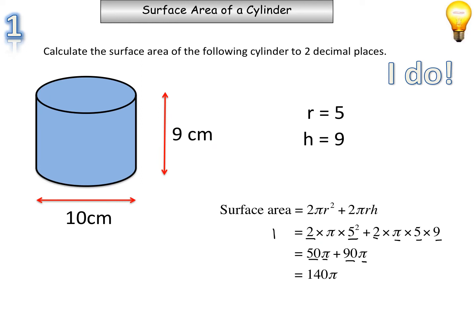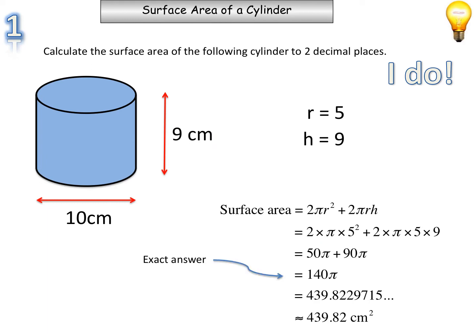But if you just use this particular line here, your calculator gives 439.822, etc., and rounding that to 2 decimal places, you get 439.82. So these two lines aren't entirely necessary, but I'm just showing you that you can have an exact value at times, and sometimes you might need to use that. Otherwise, if it's to 2 decimal places, you can omit those two lines of working out. So there's your exact answer, there's your calculator answer, and here we've got our rounded answer.